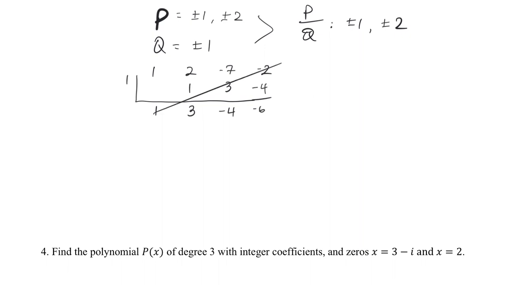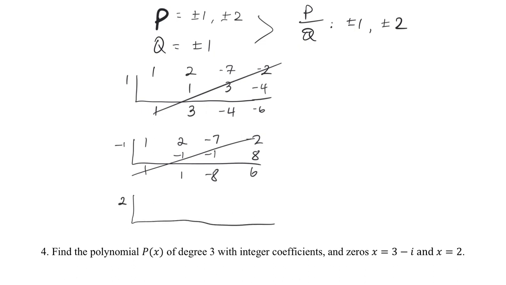So it looks like 1 doesn't work. Let's try -1. Looks like -1 doesn't work. Let's try 2. So looks like we found one. X equals 2 is one of our zeros.